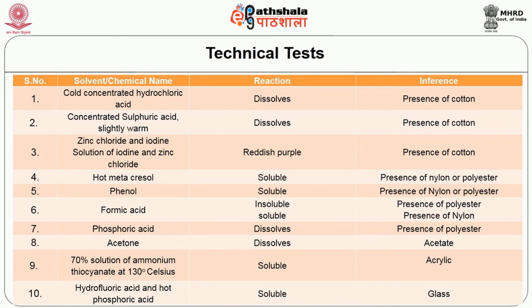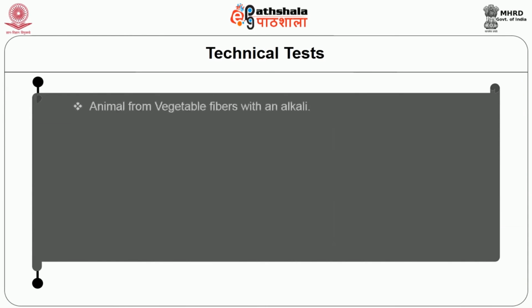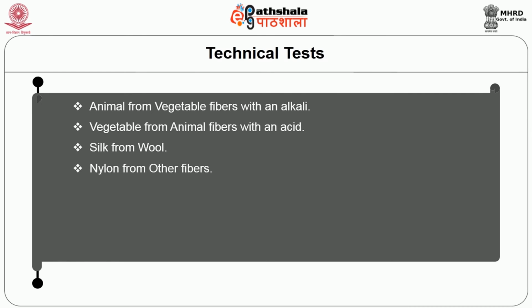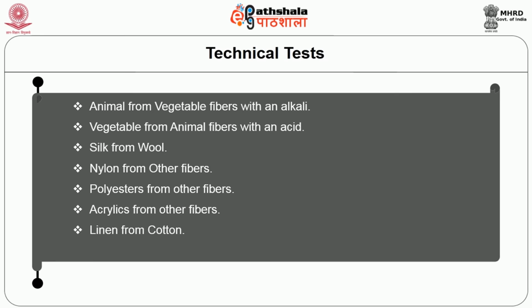You may see in the table a particular group of fibers, like distinguishing animal from vegetable fibers with an alkali, and distinguishing vegetable fibers from animal fibers with an acid, and distinguishing silk from wool, distinguishing nylon from other fibers, distinguishing polyester from other fibers, and distinguishing acrylics from other fibers, and also distinguishing linen from cotton through staining chemicals, and distinguishing glass fibers from other fibers. Like this, we can distinguish each and every fiber, and we can identify the specific fiber through the solubility test.